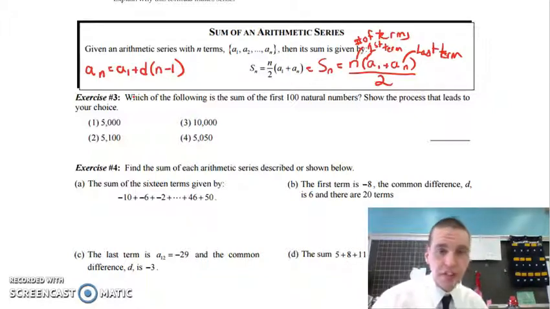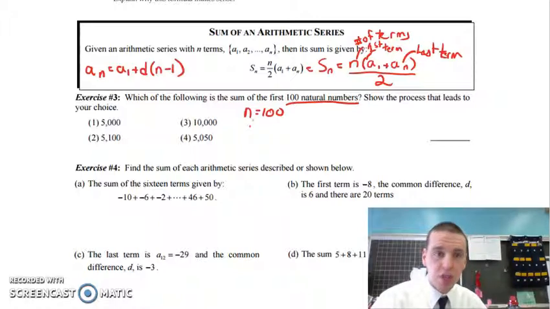So here we go, right into exercise number 3. Which of the following is the sum of the first 100 natural numbers? Show the process. So we have n. N equals 100. We have our first term. We know a1 equals 1 because we got to remember what natural numbers are. Natural numbers are the counting numbers starting at 1 going all the way up.